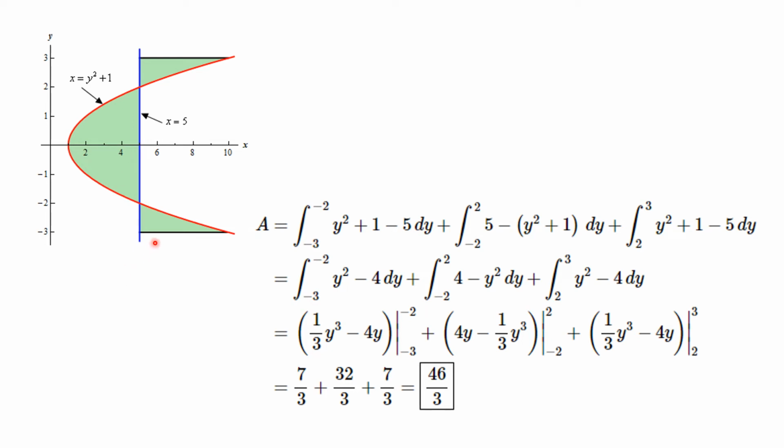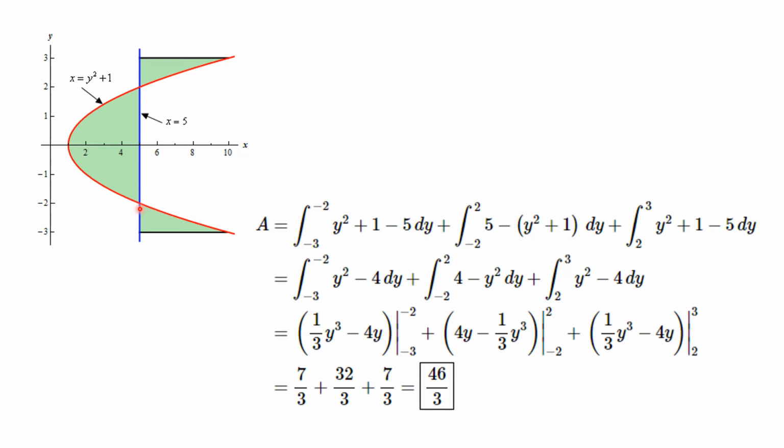Okay, so when we start down here, we'll go from minus 3 to minus 2. And the one that's on top is the y squared plus 1, and the one that's on bottom is 5. And so you're integrating that using the, excuse me, not washer method. This isn't a volume. This is an area. So you just take the difference between those two: the one on top minus the one on bottom, and you will calculate that.